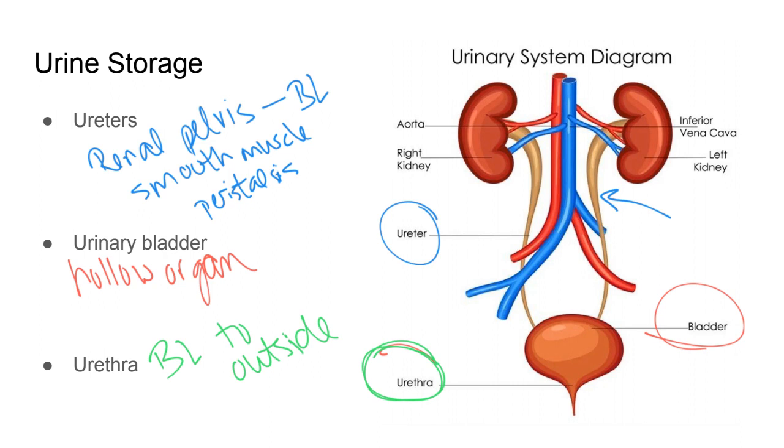In males, it's approximately 8 inches long because it travels through the penis. In females, it's only about 1.5 inches long because it is traveling separate from the vagina, but doesn't have to go through a penis, so it's not quite as long.